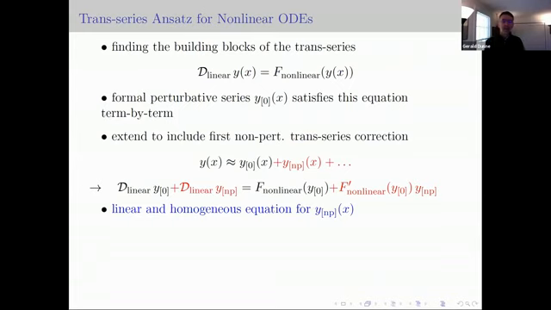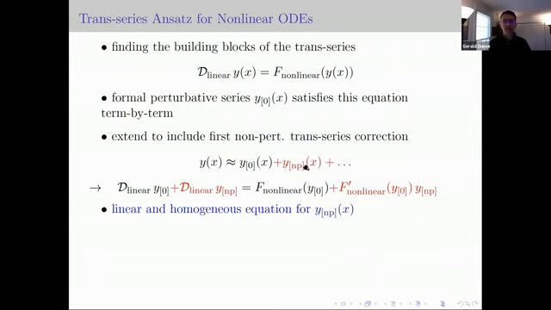But we can extend this to include the first non-perturbative trans-series correction. And as Andrew mentioned, it's important here to be able to control the fact that this really is exponentially smaller. But this gives us a very simple procedure to now expand to, say, first order in this term, regarding this as smaller than anything here. And this original nonlinear equation now separates into the original equation in black, which we've already solved, remember.